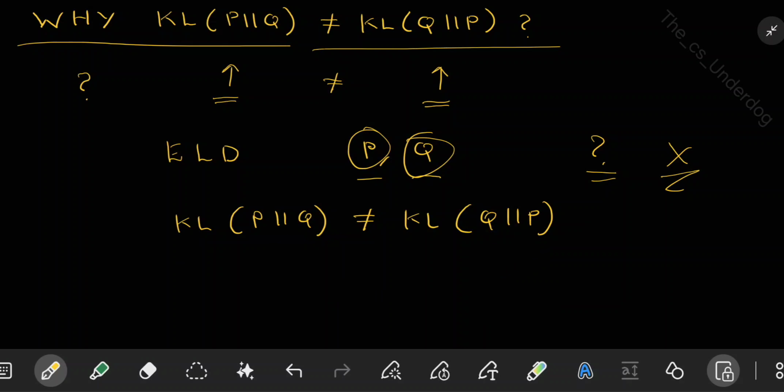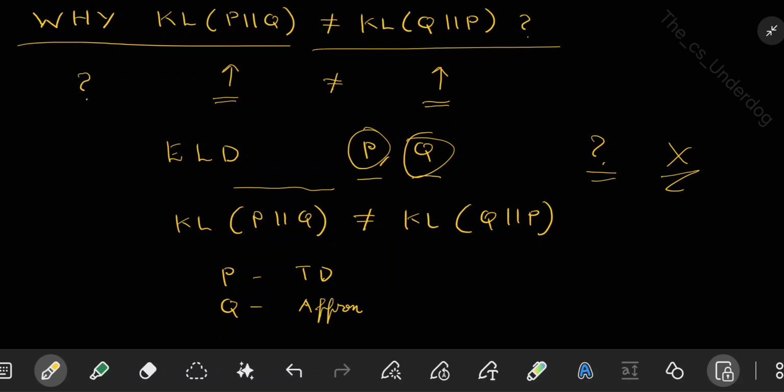Let us say P is my true distribution. This is my true distribution. Using Q, I am trying to approximate P. So this is what I am trying to do. I have a true distribution which is called P, and I am going to build a distribution Q which is supposed to approximate P. This is what I am going to do.